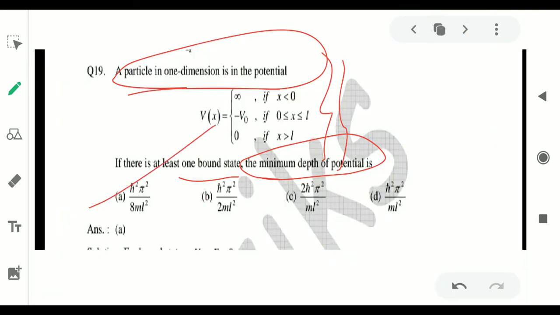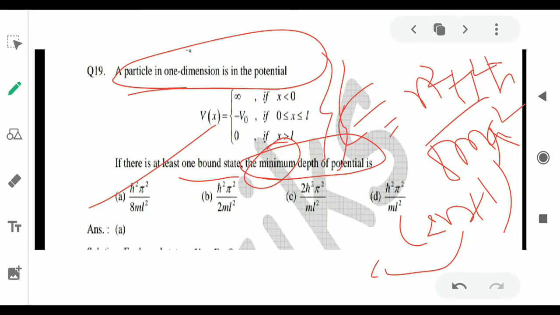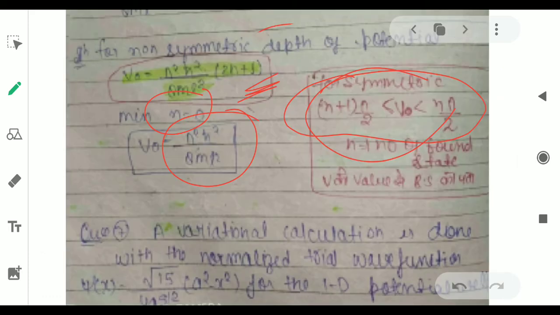So for the asymmetric case, the energy is n square pi square h-bar square upon 8m L square, but whatever the depth here, the depth is L, so we can take L and 2n plus 1. Here, for the minimum value, n should be 0. Now this is the simple answer.